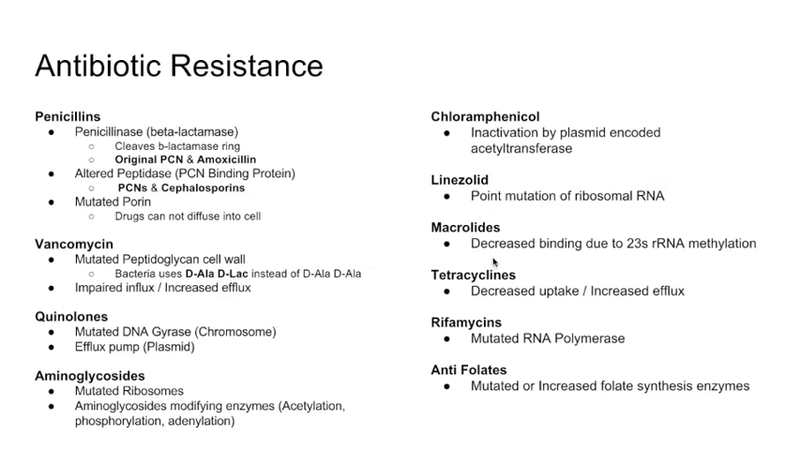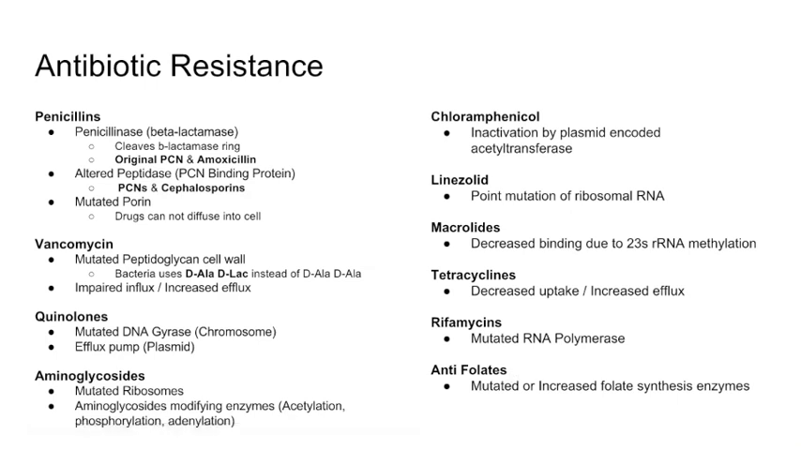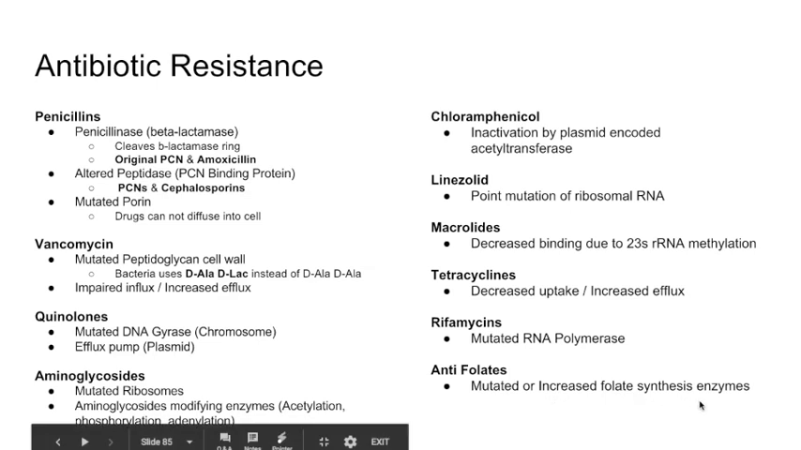Macrolides inhibit the 30S, sorry, I apologize, the 50S. And the mechanism of resistance is decreased binding to the 23S rRNA, and that's via methylation. Tetracycline's mechanism of resistance is decreased uptake or increased efflux. And rifamycin, which is pretty much rifampin, you get a mutated RNA polymerase. And lastly, the antifolates, which are sulfamethoxazole and trimethoprim, you have mutated or increased folate synthesis enzymes.